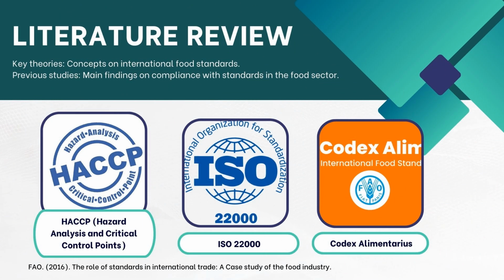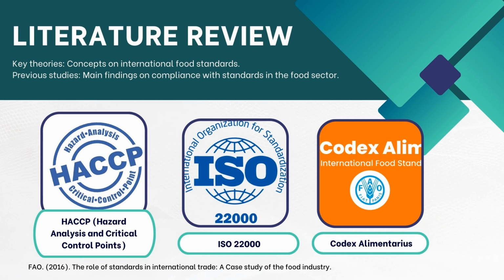A study conducted by FAO revealed that companies that comply with international standards such as HACCP and ISO 22000 are 40% more likely to access international markets compared to those that do not. This finding highlights the importance of certification and regulatory compliance for the successful export of food products.